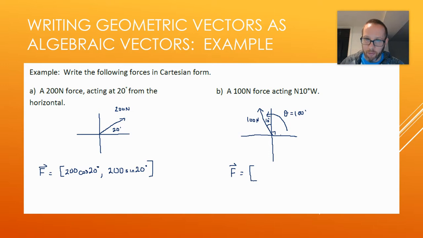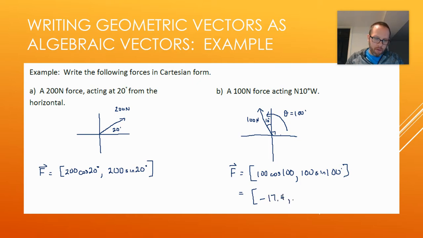So I can write this force as 100 times the cosine of 100, and then 100 times the sine of 100. Now this one, I actually might do the decimals to show you that you get all the signs checked out. Do 100 cosine 100. Make sure you're in degree mode. You get negative 17.4 roughly. And 100 sine 100 is about 98.5. And again, what's really neat is that by making sure we have that angle correctly, we get a nice algebraic vector. It's in the right quadrant. X value is negative, y value is positive.